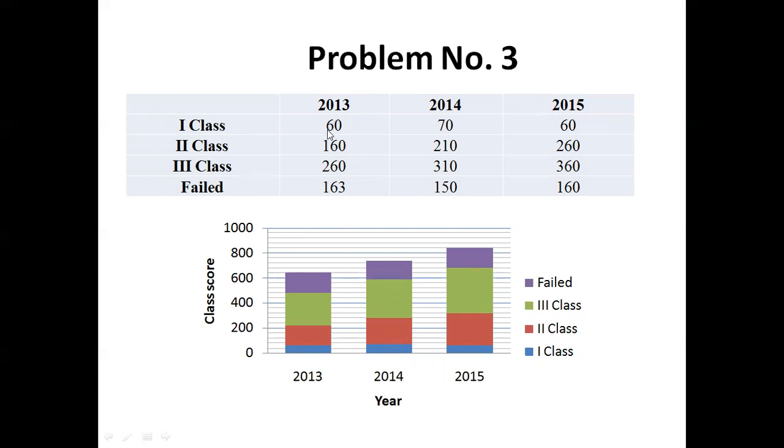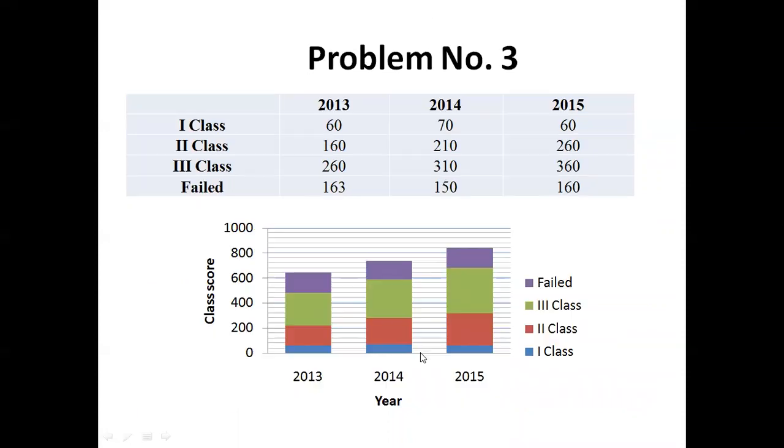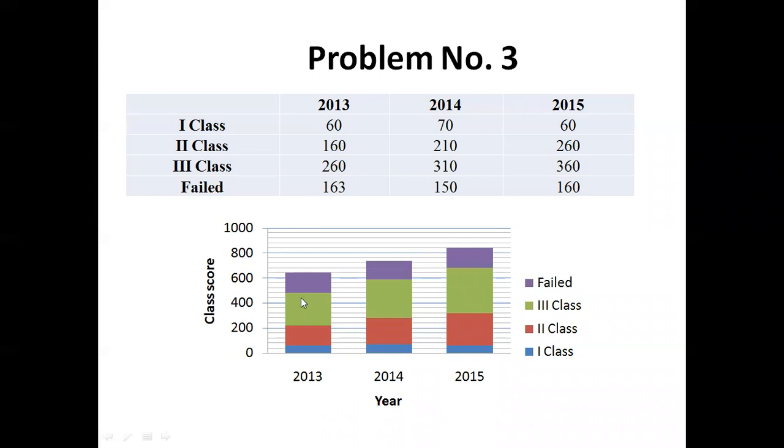So how much is 60? The 60 students are passed out. So in first class, second class, third class, what is the total strength? 60 plus 160, so 220. See here, 60 up to this is 60, add together 60 plus 160, here it's 220. Next 220 plus 260 is 480, up to 480 that is third class, remaining is fail. This cumulative frequency is constructed only for the location. It will help us to locate each component, that's all.